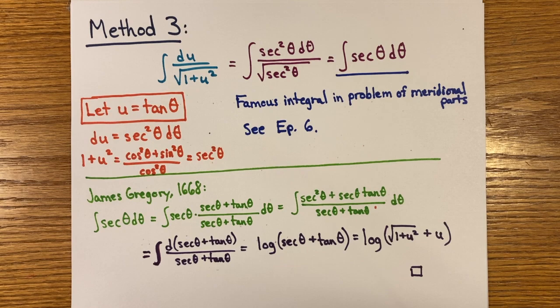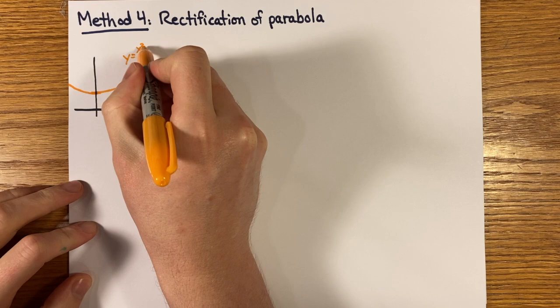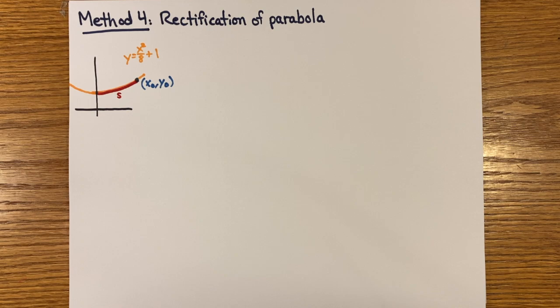So here's the method, which in essence was historically first, and I think is the most natural. Let's compute the arc length of a parabola, sometimes called the rectification of the parabola. This was another famous problem of the 17th century.